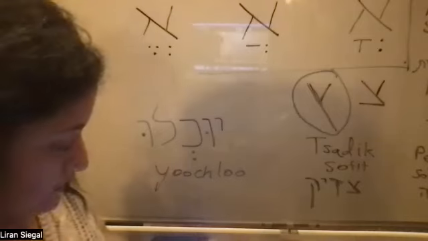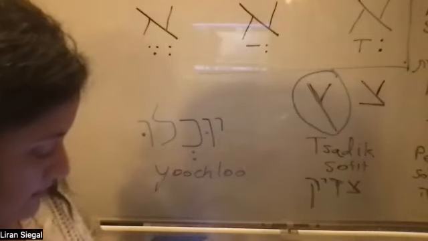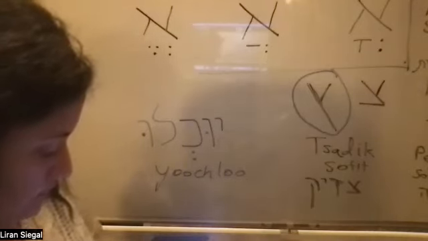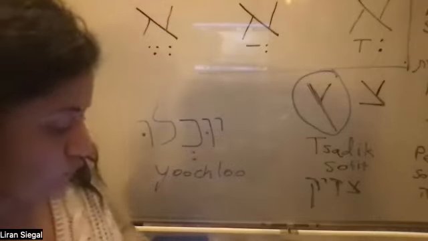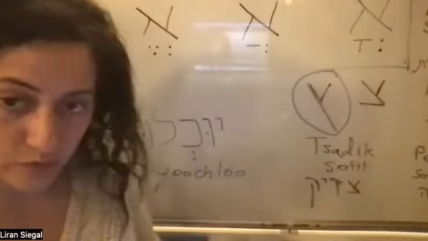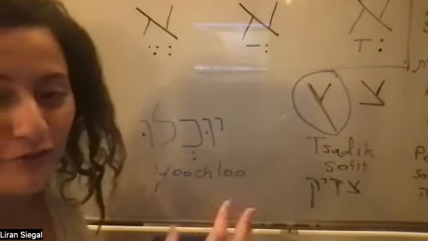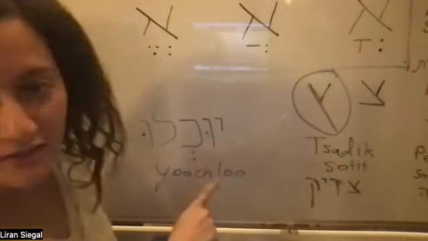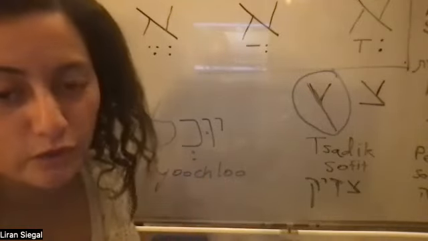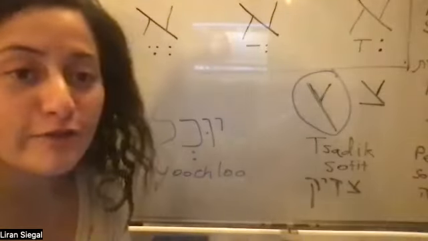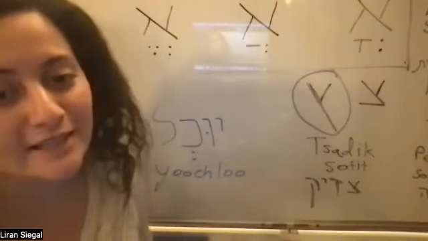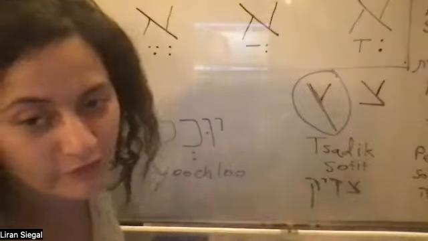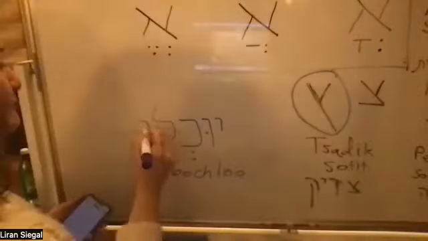So yuchlu in English, I wanted to give you the exact meaning: it means will be able to. It's all of that in one word. You thought English was easy, but Hebrew is easier because technically we have one word to describe that whole thing. So, will be able to.